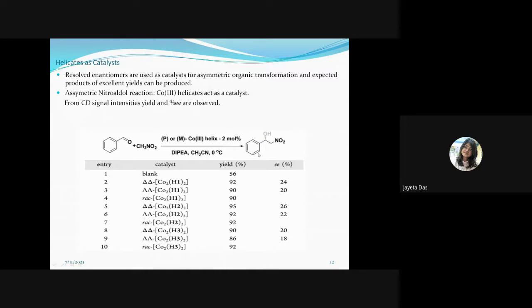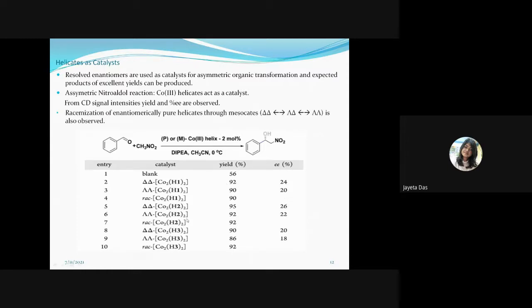Okay, but the enantiomeric excess is only present in the case of these two chiral helicates, delta-delta and lambda-lambda. In the case of the racemic mixture, there will be no enantiomeric excess. So by using these helicates, we can get that specific yield of a reaction, which if I do not use those catalysts, then we cannot obtain in our needed way.